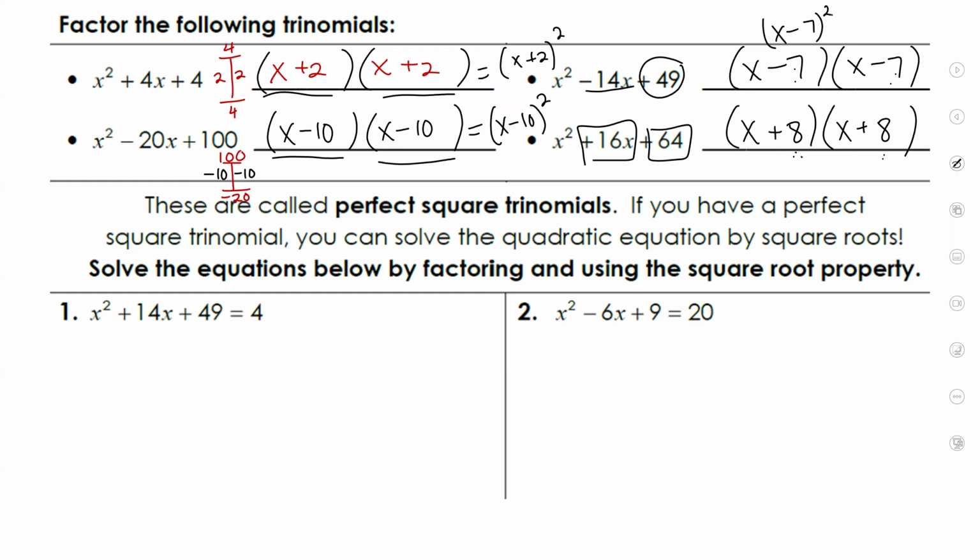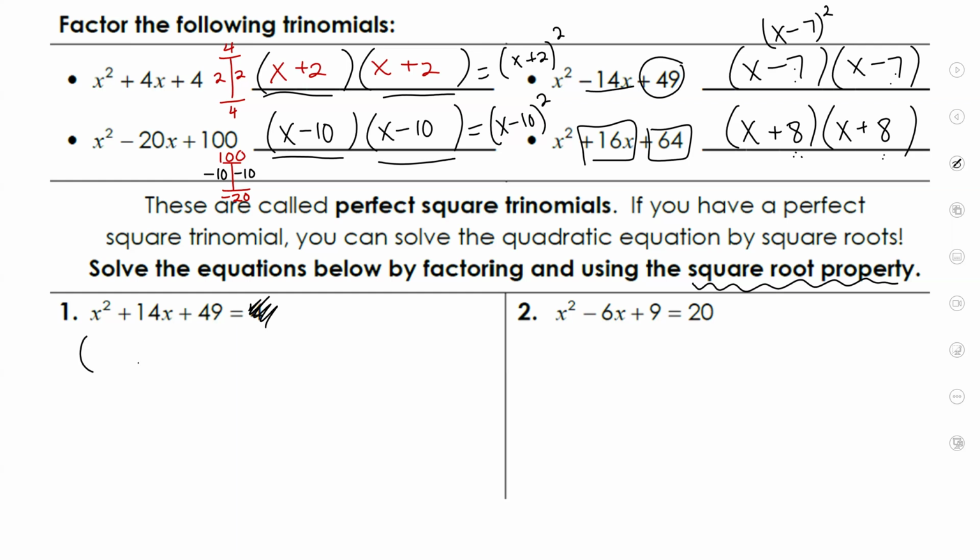Okay, so we're going to learn a new method of factoring perfect square trinomials. We can use the square root property whenever you have a perfect square trinomial. So let's look at this first example. Let's ignore this side for now. Do you guys notice that this is a perfect square trinomial?